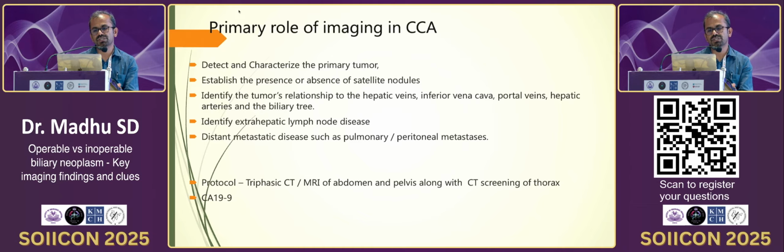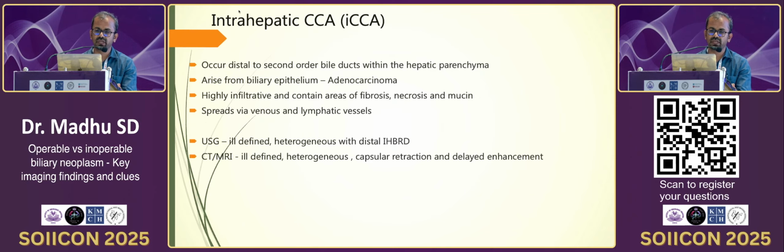Next is assessing the relationship of the tumor with respect to the hepatic artery, hepatic vein, biliary ducts, and portal veins. This is important from the operability point of view, as is assessing the extrahepatic nodes, especially the ones in the retroperitoneum. Then assessment of distant metastasis, including pulmonary and peritoneal. The modality used for the intrahepatic cholangio mass forming ones is the CECT, triphasic CT. We regularly do it.